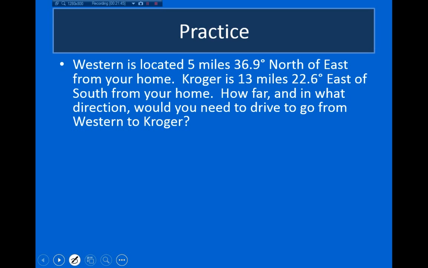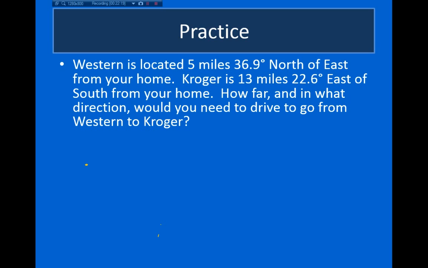So this is a real word problem here. We're going to have to interpret this in terms of vectors so that we can solve it. So what I'm going to do is use a vector to describe the position of Western, and a vector to describe the position of Kroger's with respect to your home. So this is the direction you would travel from your home to get to Western Albemarle, and the direction you travel from your home to get to Kroger's. So let's call this point your home. Or no, maybe I should move this up a little bit.